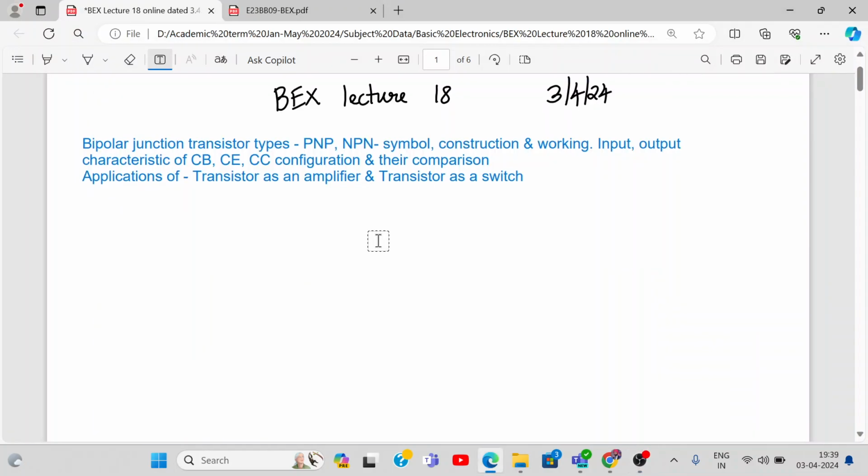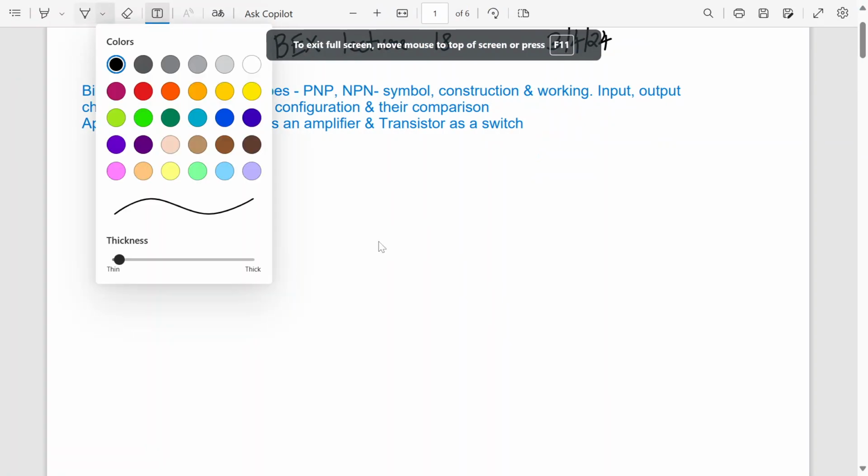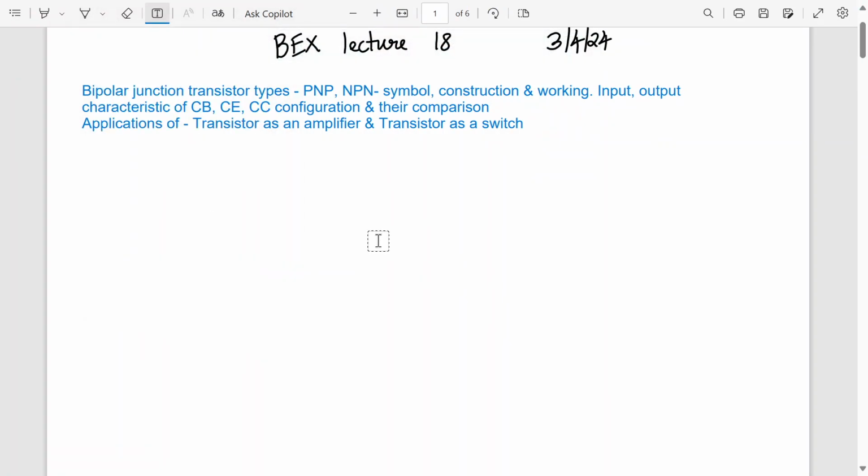Okay, so students, let us start with today's topic, which is the revision of BJT. So the first topic we have started today with is bipolar junction transistor construction and working. So now we will start with input output characteristics. So we can write down BJTs are of two types, NPN and PNP. So you can write along with me, it will be a good practice for you all.